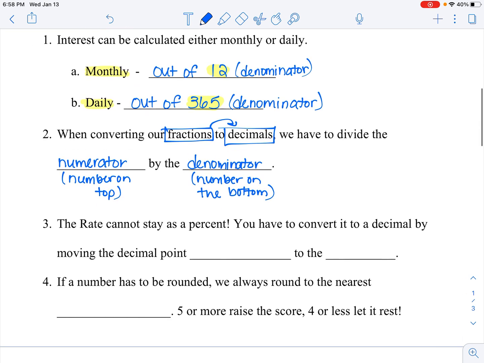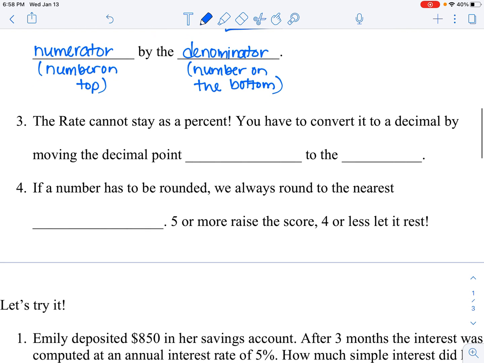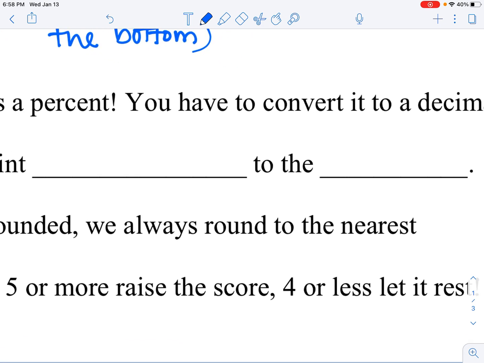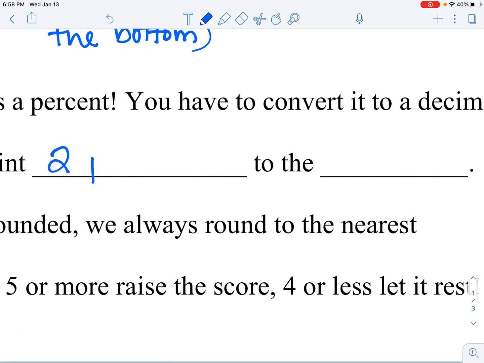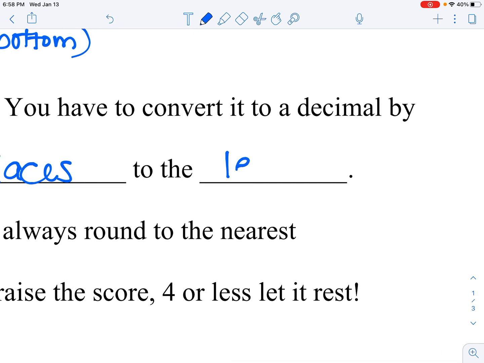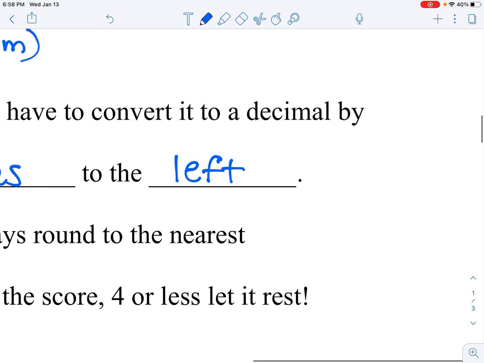Okay, moving on to number 3. The rate cannot stay as a percent. We just talked about that. You have to convert it to a decimal by moving the decimal point 2 places to the left. Right? Really quick review of that.